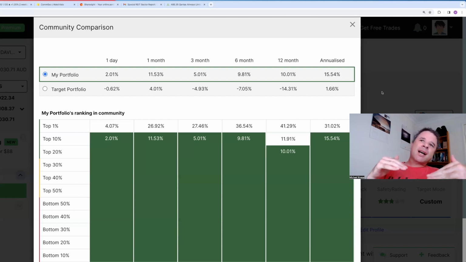I've also got my target portfolio. So you set up a target portfolio in Selfwealth, and I'm significantly outperforming it, particularly over the past 12 months, and annualized significantly outperforming my target portfolio. So maybe my target portfolio should be updated. So, yeah, very happy with my overall returns. However, I probably would like that to be a little bit higher than 15.54% per year.